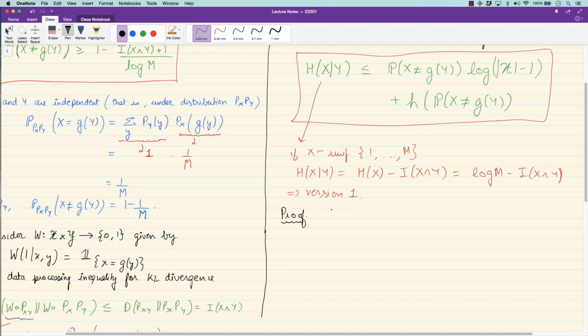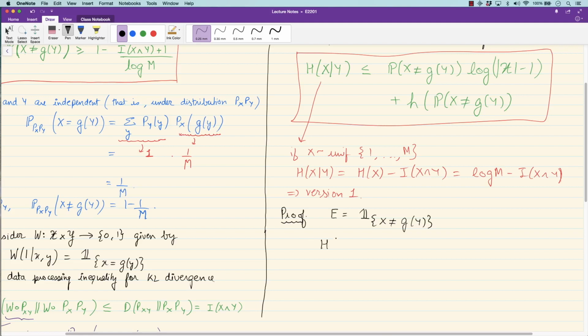It says let me define this new random variable e. This is this indicator function, which shows up here also. So these two proofs are actually quite related, but completely nailing down their relation is perhaps a bit complicated. So this is the error event, the event that x is not equal to g(y). One indicator of that. So this random variable e takes value 0 and 1.